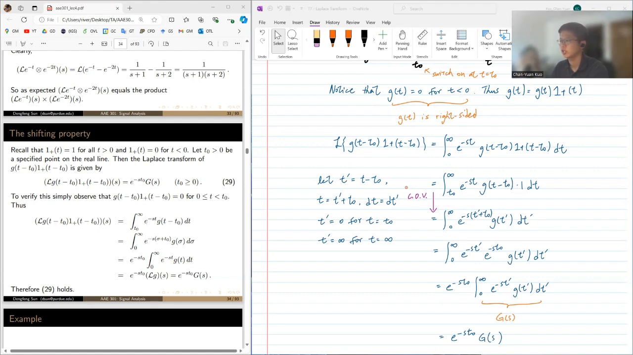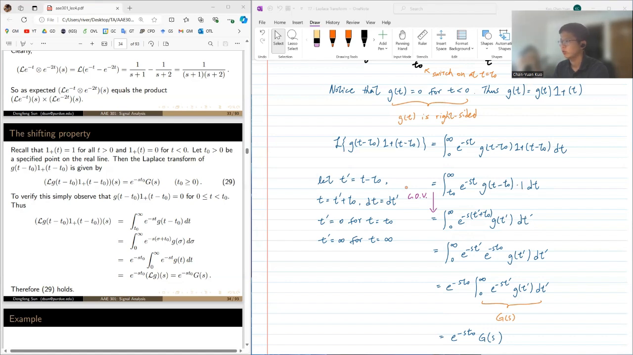And next, we will introduce a new variable again called t prime, and t prime here is t minus t0. And by this definition, t will equal t prime plus t0, and dt will equal dt prime. And also notice that when t equals t0, t prime is 0, and when t equals infinity, t prime is infinity. After introducing this new variable, we can rewrite this expression as this expression below. So here we will have the integration of e to the negative s times t prime plus t0 times g of t prime from 0 to infinity with respect to t prime.